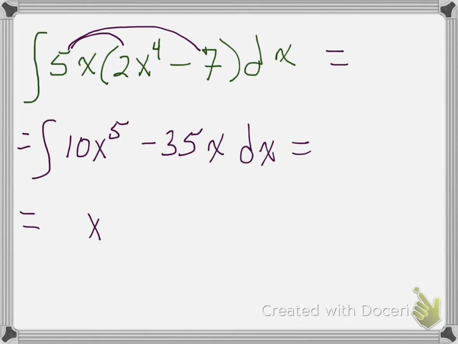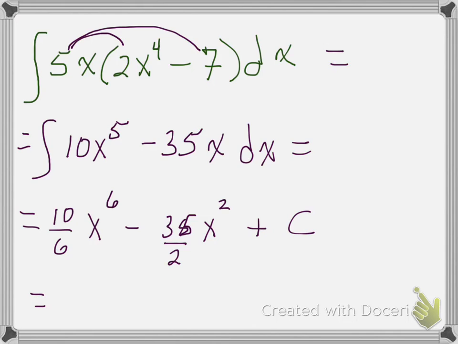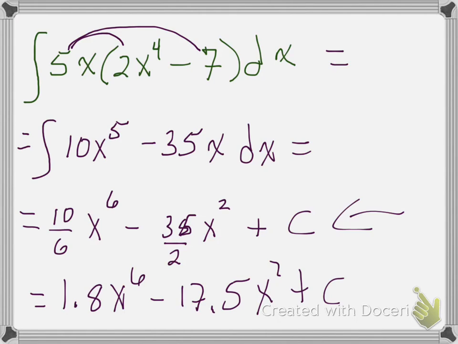And now we can find the antiderivative of each individual piece. X to the 5th, add 1 is x to the 6th, and multiply that becomes 10 over 6, minus 35x, I add 1 there, I get x squared, multiply by 1 over 2, so I get 10 over 6 x to the 6th minus 35 over 2 x squared plus c. And if you really want to reduce these things, you can get 1.8 x to the 6th minus 17.5 x squared plus c. That is absolutely acceptable.